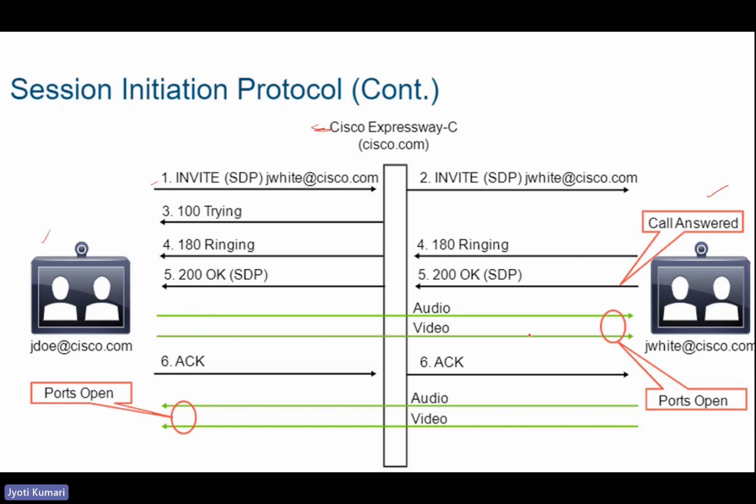Then there is audio video exchange through the RTP and RTCP ports, which are open for the communication. Then acknowledgement is shared, and when the call is terminated, then terminate messages are shared. So all those information messages are exchanged between the two parties via the Expressway.